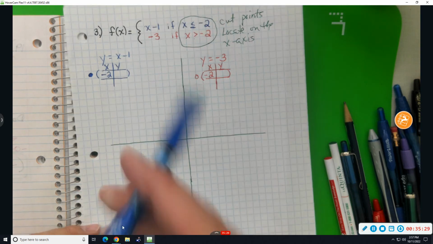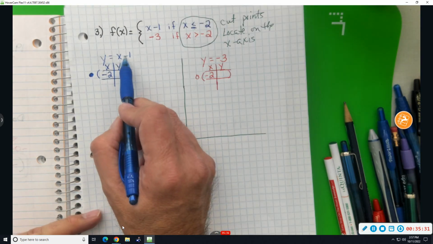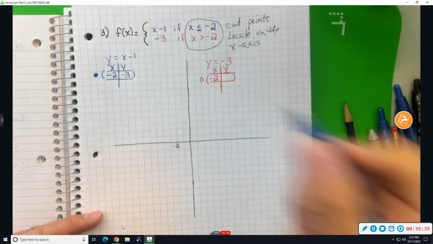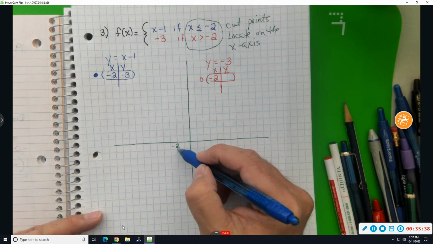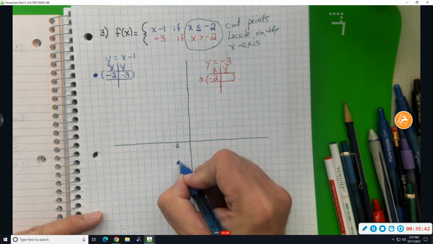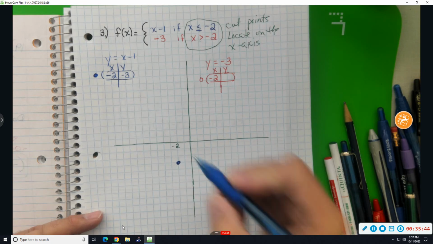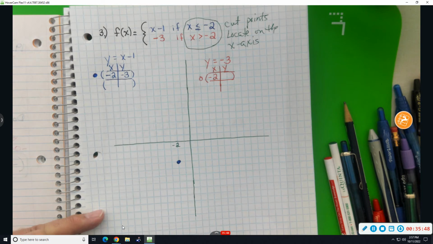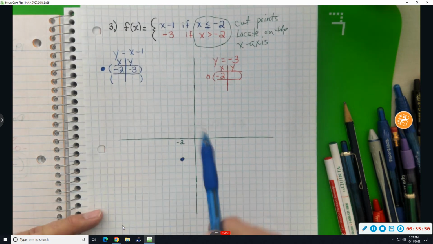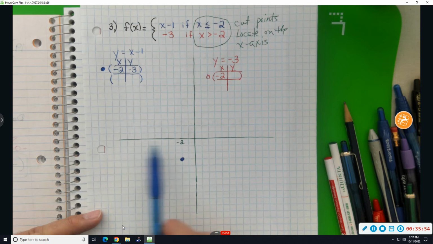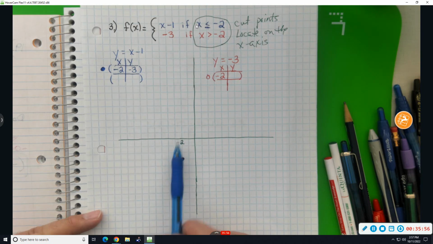We plug a -2 in for x. -2 minus 1 is -3. So left 2, down 3, closed circle. Then we need a number to the left of -2. A number that's actually less than -2. I'll give you a hint.